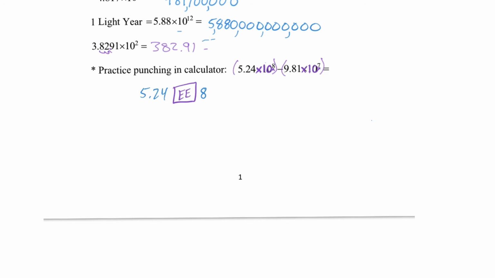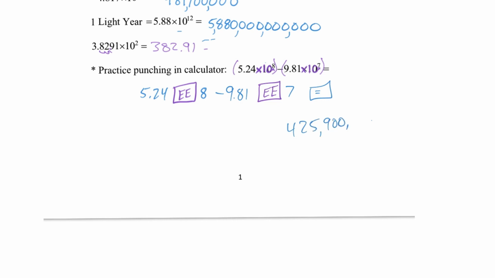I had a bunch of people last hour that did EE and then they did the exponent key. It already did the exponent key. So that right there is my first number. Your calculator sees this and says, oh, 5.24 times 10 to the 8th. And then minus 9.81. Then that EE button. And again, just one single E will show up on the screen, or you'll have the exponent in small numbers on the right. 7. And then you can hit equals. And you get a big number. 425 million. Yeah, that's what I got. So, yep. You should, if you punch everything in right.